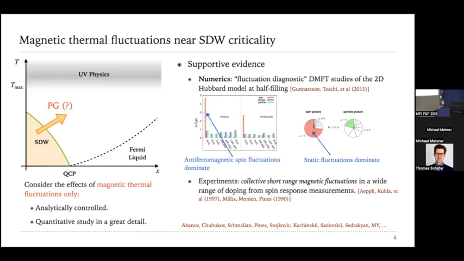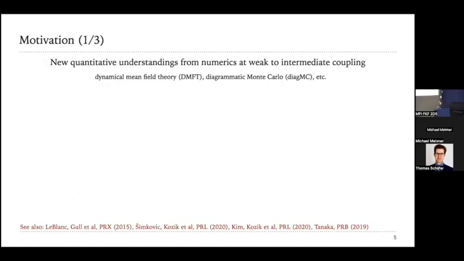In our work, it turns out that within this scenario, we can do an analytically controlled calculation, and we can study many things in great detail. Of course, we are not the first to think about the magnetic thermal fluctuation scenario, and there have been several people thinking about it. Our recent study revisiting this problem is motivated by several progresses in the last few years in this field, in particular in numerics. Let me walk you through the motivations of our study.